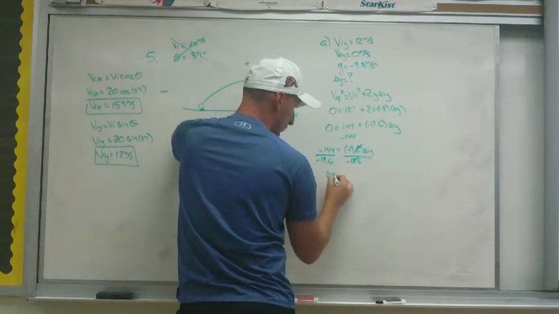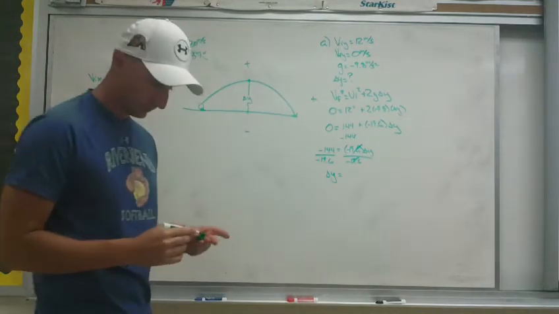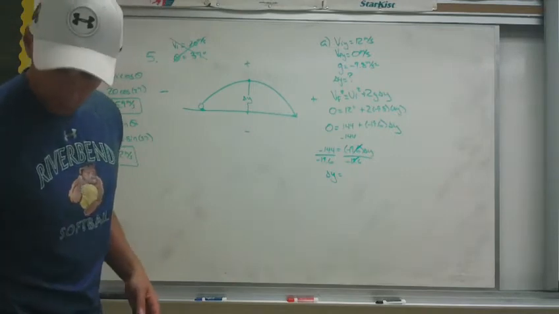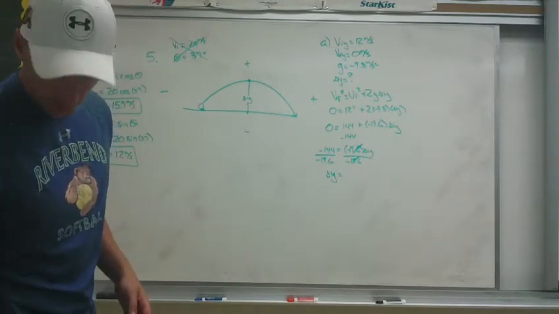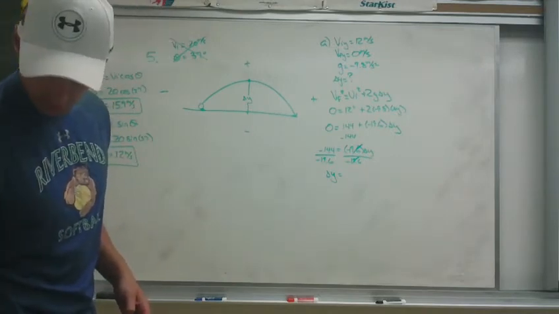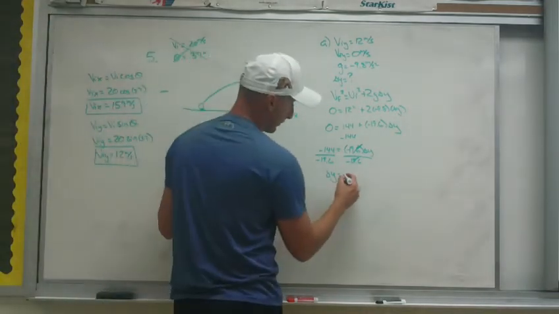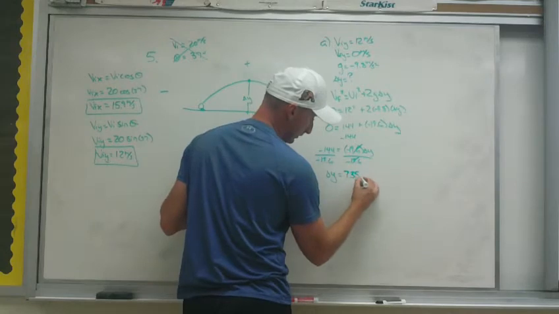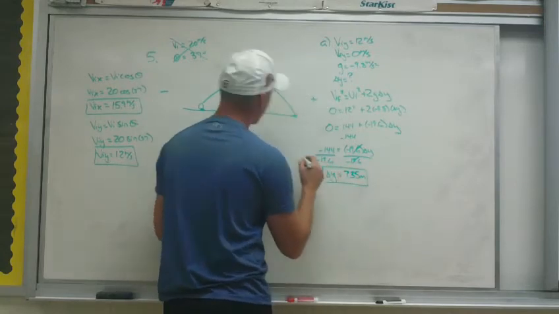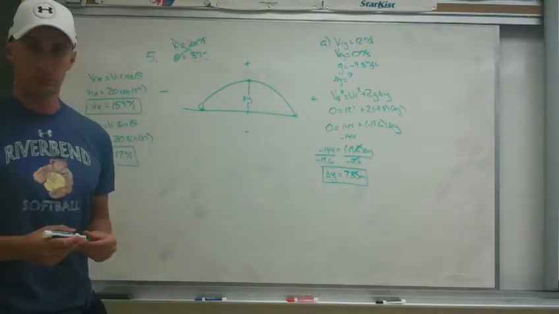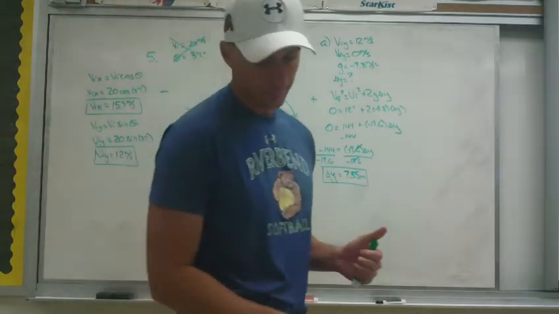Cancels out. Delta Y equals 144 divided by 19.6. 7.35 meters is the maximum height that the football reaches. Okay? We found the maximum height.